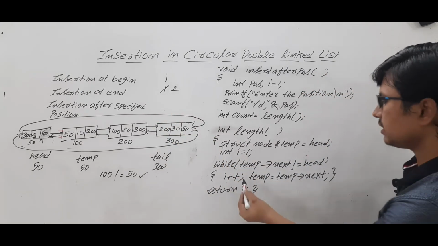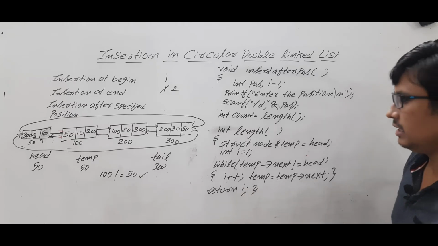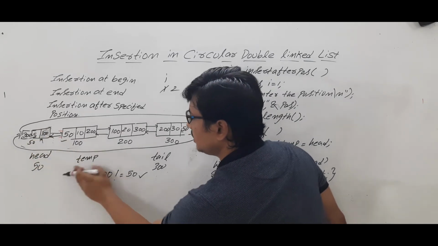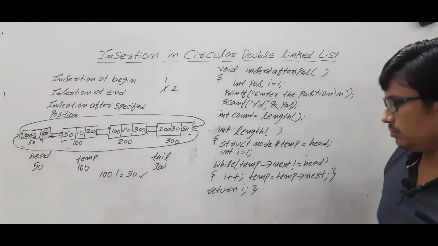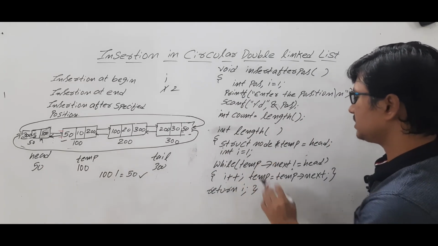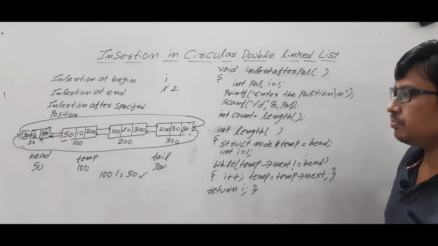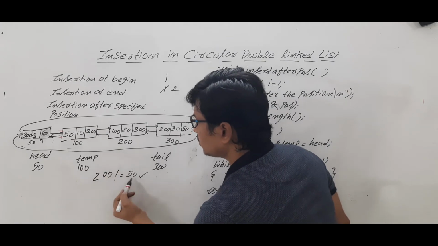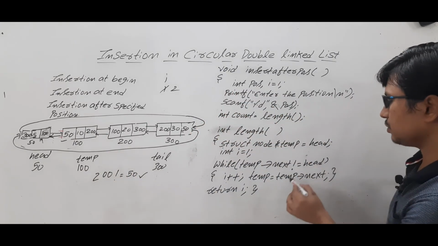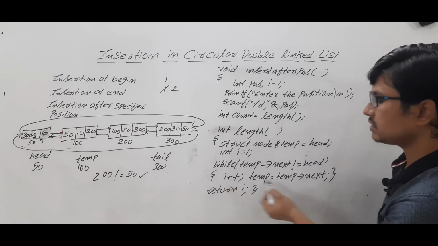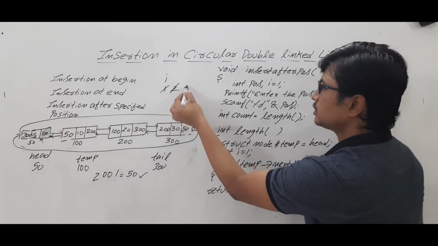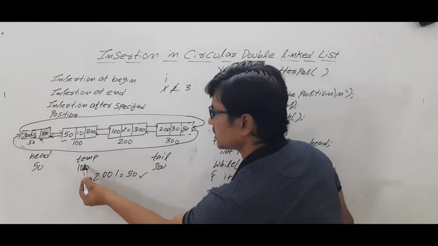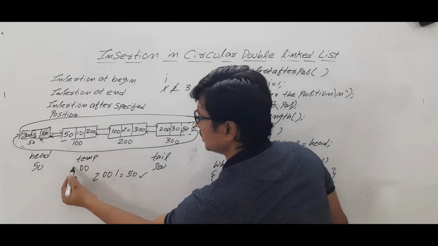Are you able to understand? Then temp is equal to temp of next. Here temp is 50, 50 of next is 100, so 100 will be assigned here. Then again you will check this condition: temp of next is 100 of next, which is 200. Is that equal to 50? No, again the condition is true. You have to do these two statements. One is i plus plus: the i value is 2, so it will become 3. Temp is equal to temp of next: temp is 100, 100 of next is 200, that you are assigning to temp.